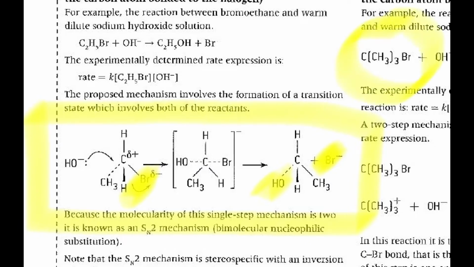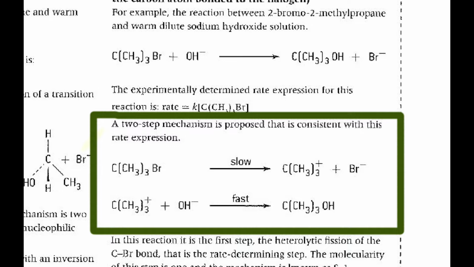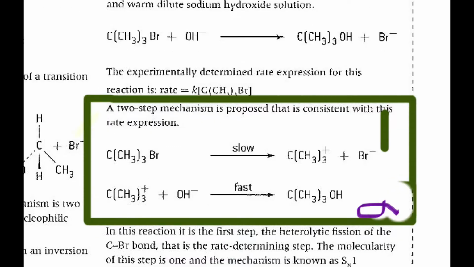Now here, what we have is a tertiary halogen alkane, and this is going to be a two-step mechanism. So here are our two steps, step 1 and step 2. Now, one thing you notice, the tertiary halogen alkane undergoes a two-step mechanism. How does that happen? First, this bromine will come off. This then forms a positive carbocation.